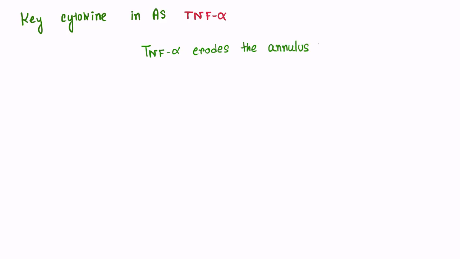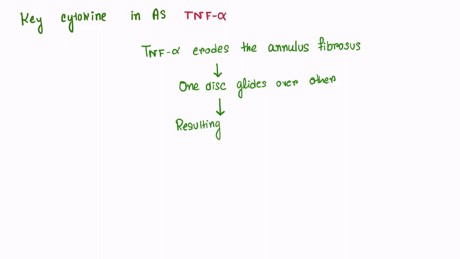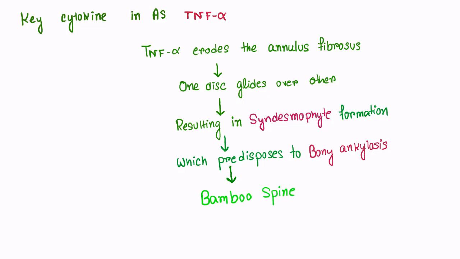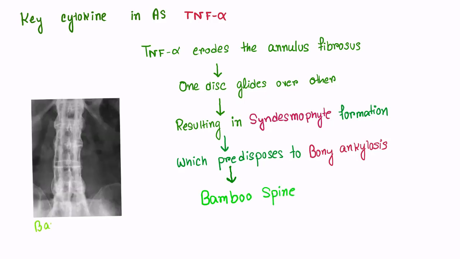TNF-alpha erodes the annulus fibrosus of the spine. Because of this, one disc glides over the other, resulting in syndesmophyte formation. Syndesmophyte, that is bony growth inside the ligaments of the spine, predisposes to bony ankylosis, that is stiffness of the spine, which appears in X-ray as bamboo spine.